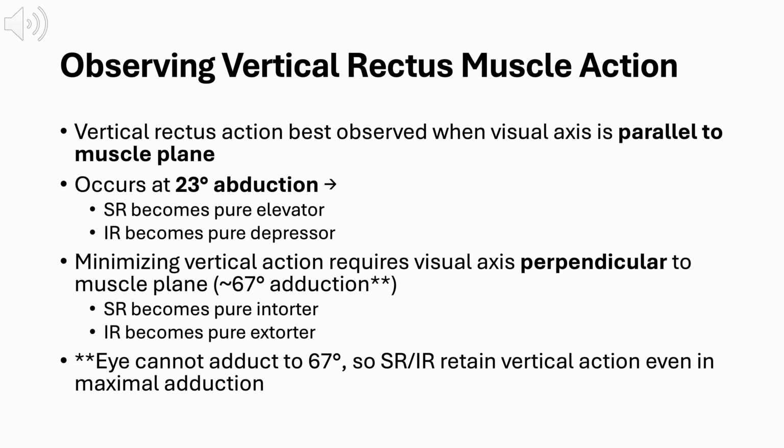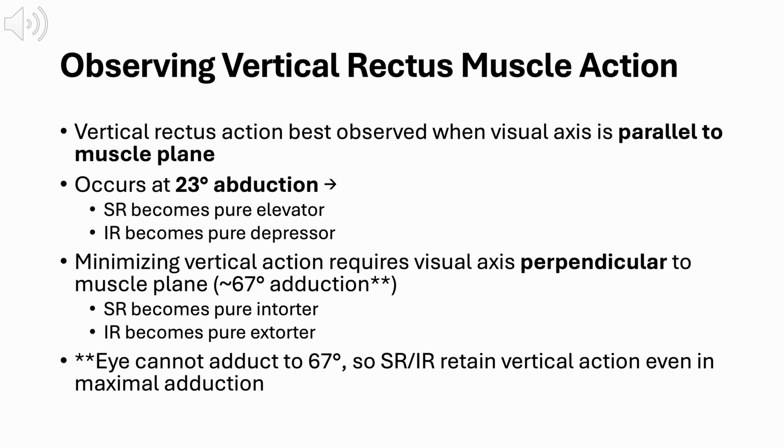Building on that idea, we can isolate the vertical rectus muscles by changing gaze position. Their vertical action is best seen when the visual axis is aligned with the muscle plane. That happens at about 23 degrees of abduction. In this position, the superior rectus functions as a pure elevator and the inferior rectus as a pure depressor.